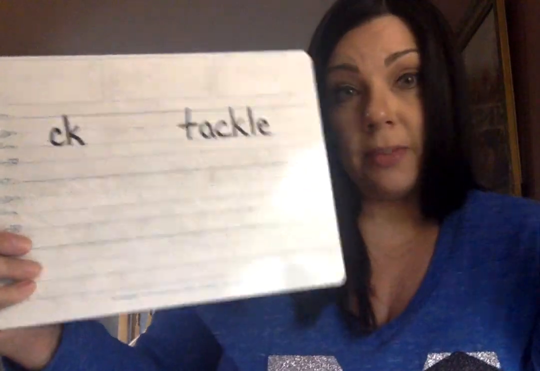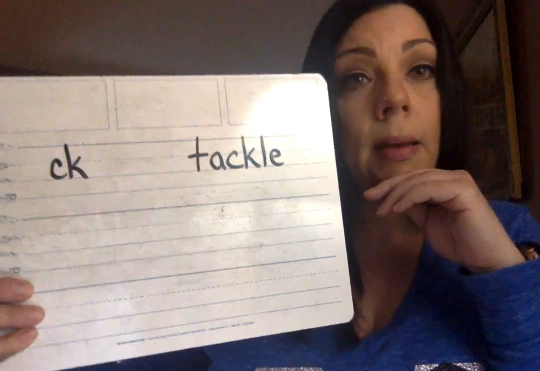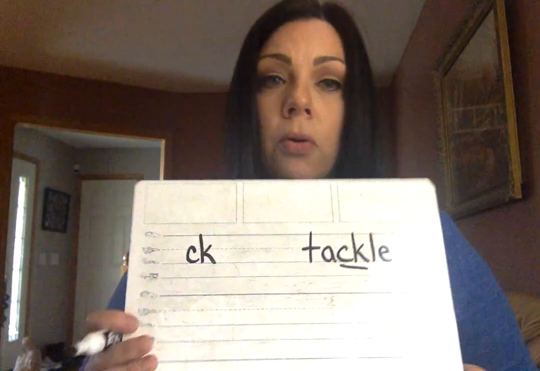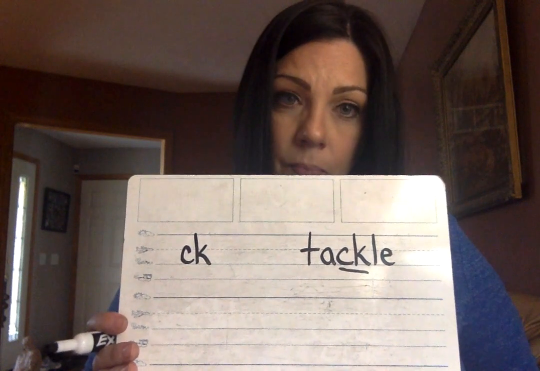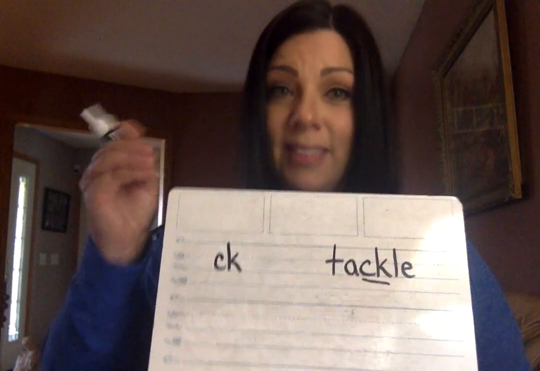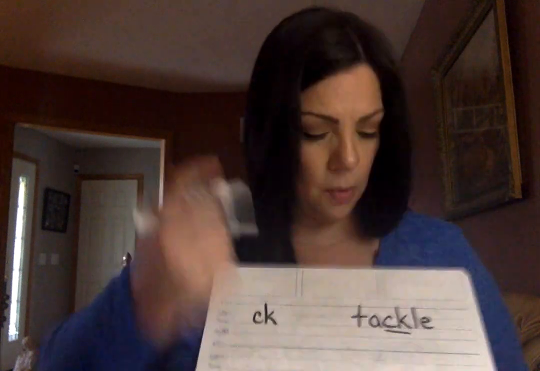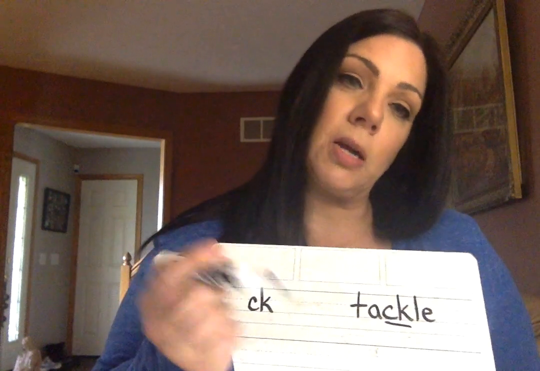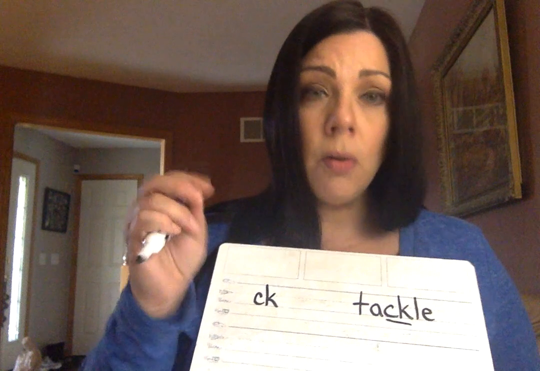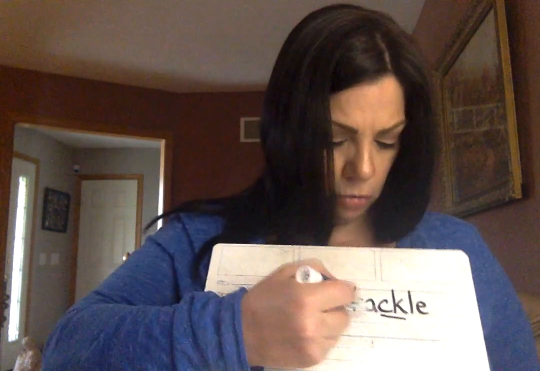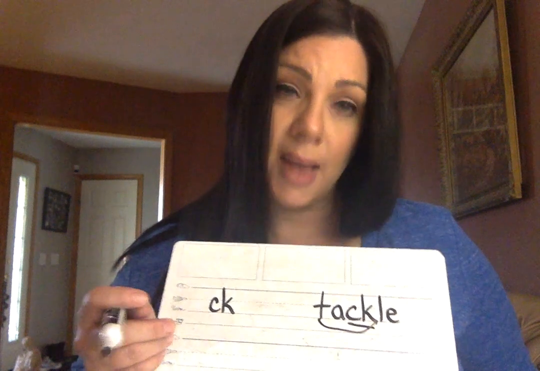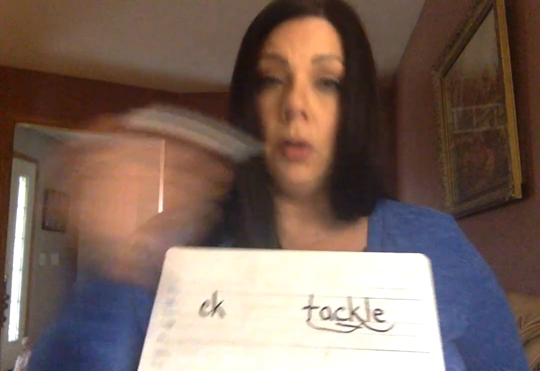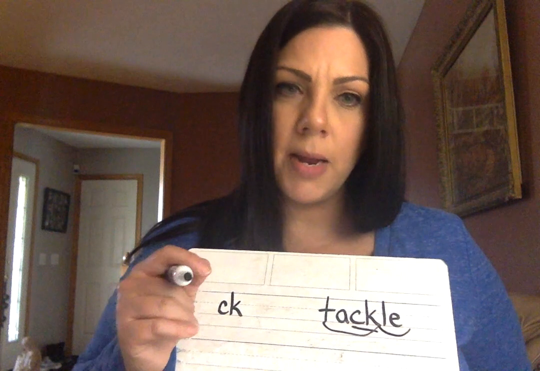Where do I divide this? Do I divide it between the C and the K? I can't, because these go together because it is a digraph. All right? So they have to stay together. They can't be divided in the middle. So in this one, when I'm marking my syllables, tackle is still 2 syllables. So I have to go to the end of the digraph, tack, and then ol. And that's our little exception, right?